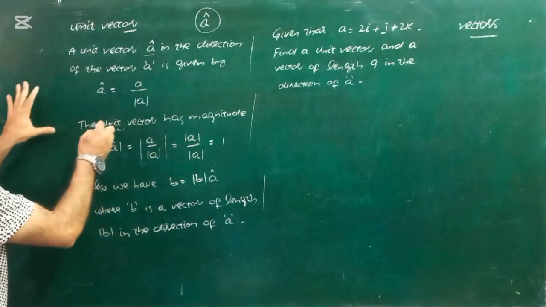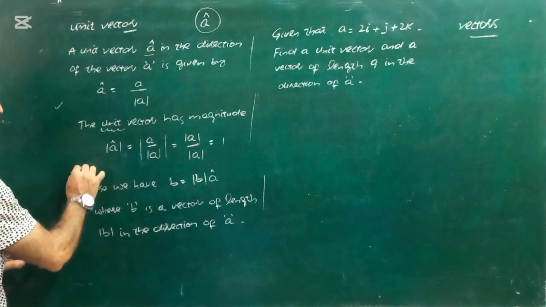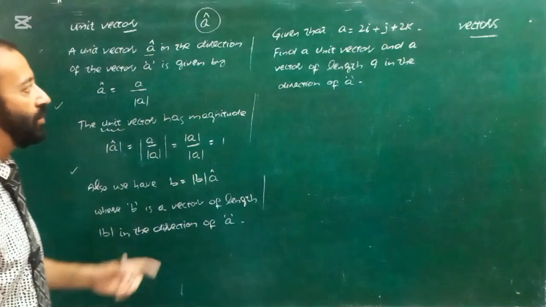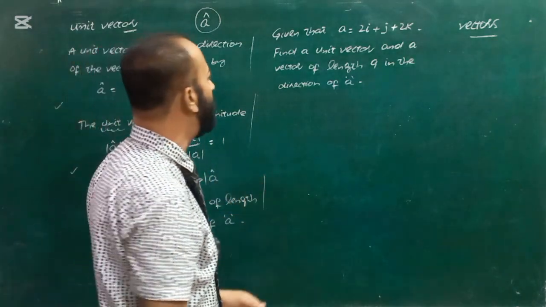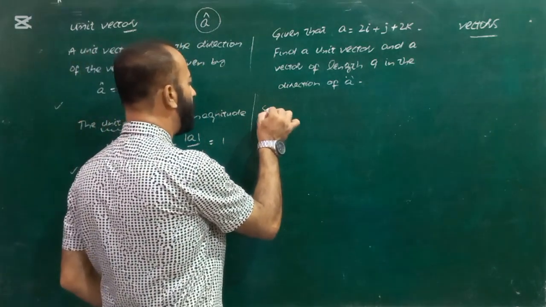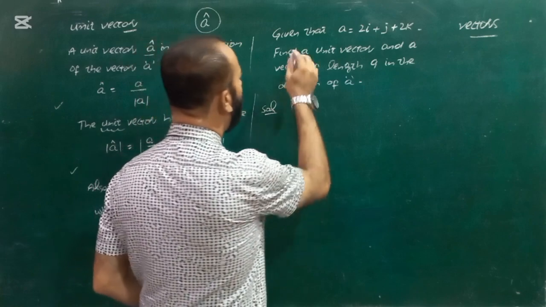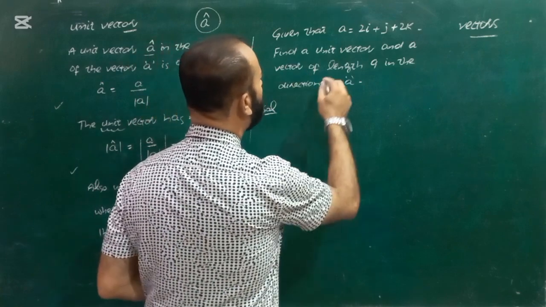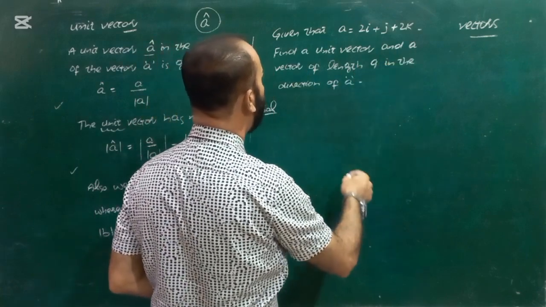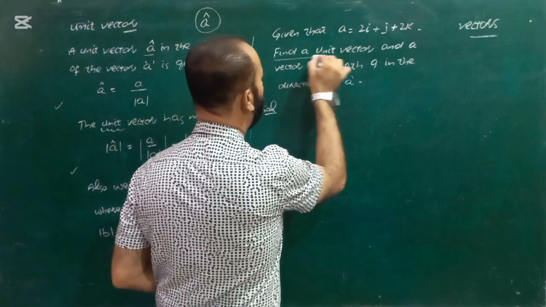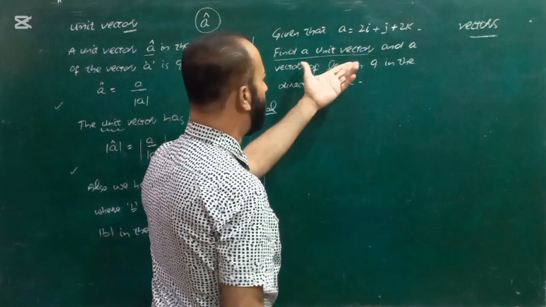So here are actually two concepts. So we are going to apply both concepts in a question. So this question will make your concepts more clear. So concentrate yourself now. Given that A is equal to 2i plus j plus 2k, find a unit vector. So first we are going to do this part.